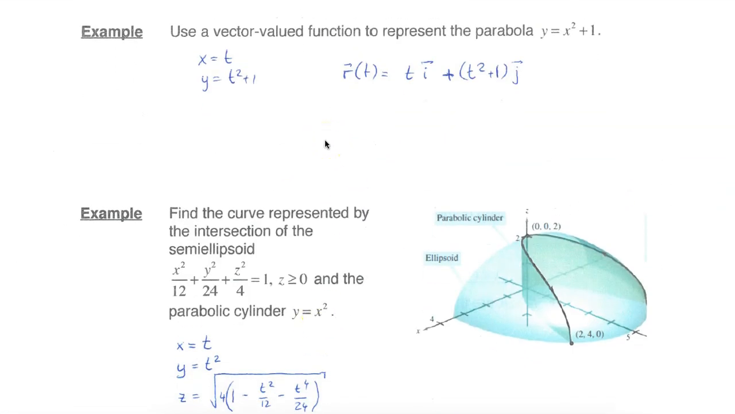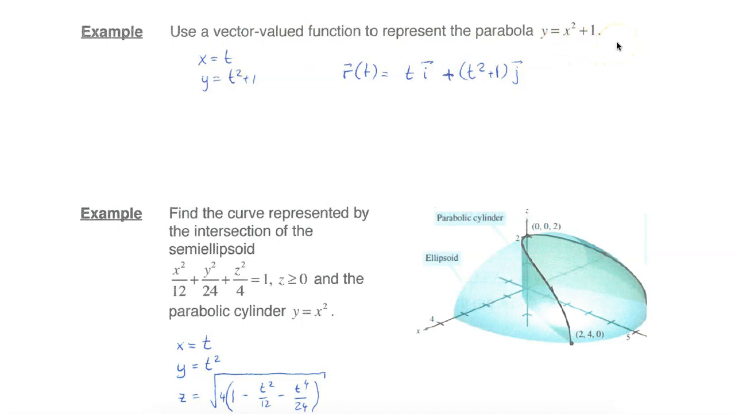How can we represent a vector-valued function if we have a regular standard equation of a function? I think it would be a good idea here to add to this sentence and say that we are in the plane, just so that there is no confusion, because we're jumping between 2 and 3 dimensions. So use a vector-valued function to represent the parabola y equals x squared plus 1 in the plane.